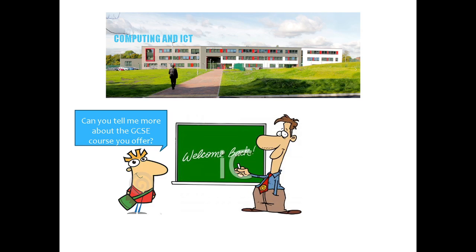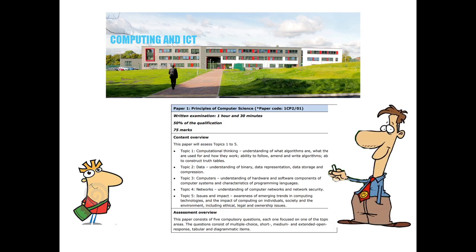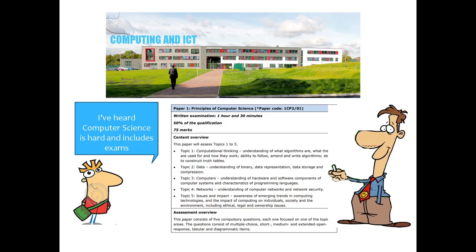I'm now going to tell you about the GCSE course that we offer. We offer the GCSE Computer Science course of 2020. This is comprised of 2 parts. Computer Science includes exams, and this is one of them. It's a written 1.5 hour exam that makes up 50% of the qualification. 5 of the 6 topics for the course will be covered. These are computational thinking, data, computer hardware and software, networks and issues and impact. Now, topic 5, issues and impact, is also in component 3 of the BTEC course as well. So it would be handy if you chose both, because you've got a bit of crossover there.